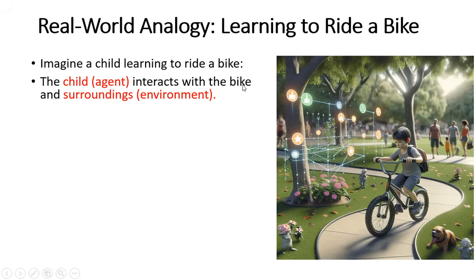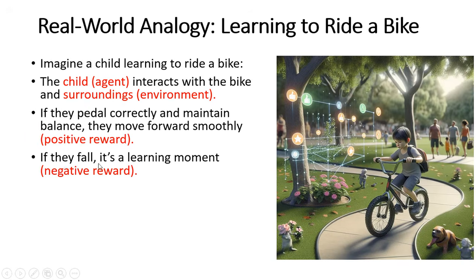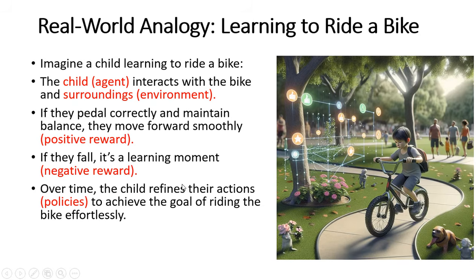It is interacting with the bike and the surroundings, right? So the surrounding is the environment. So the keywords which we have in reinforcement learning are agent and environment. If he is pedaling correctly, maintaining balance and moving forward smoothly, then it's a positive reward. If suppose the child falls, then it's a learning moment. So it's a negative reward.